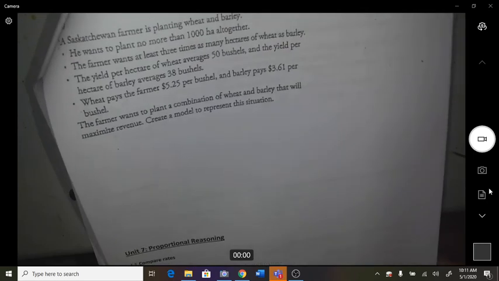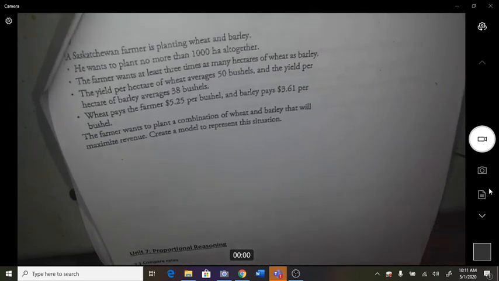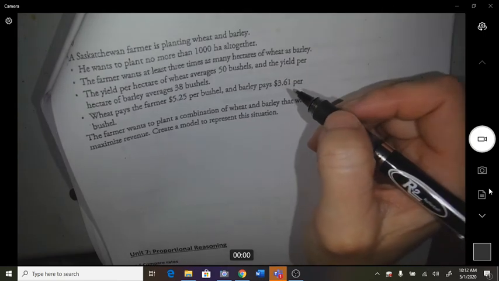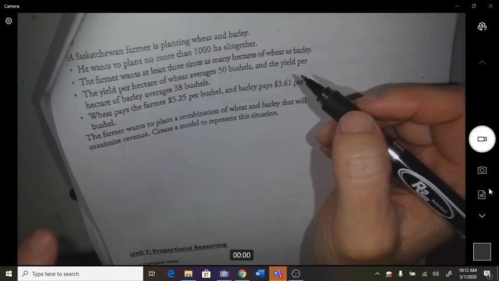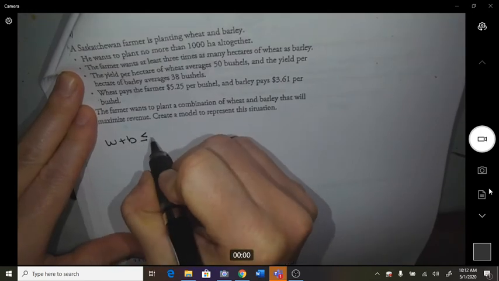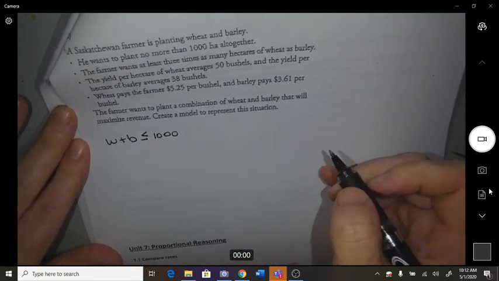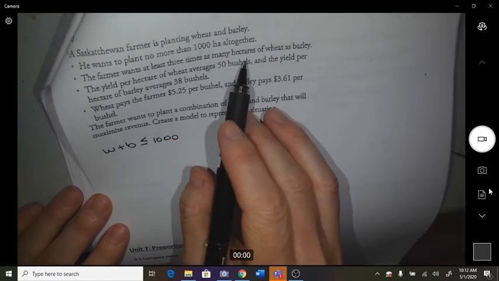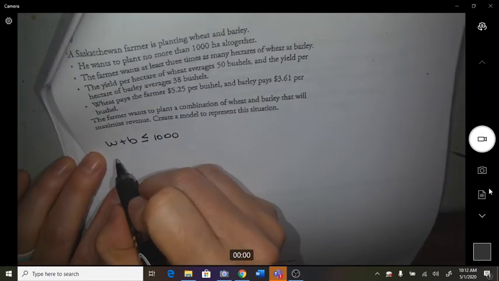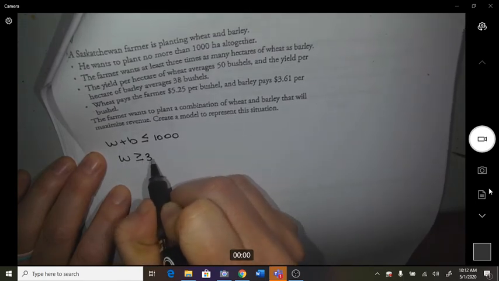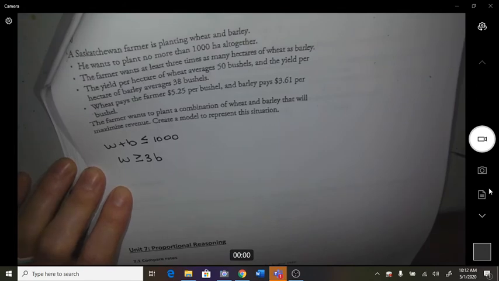Okay, next question. A Saskatchewan farmer is planting wheat and barley. He wants no more than 1,000 hectares altogether. So the first one I'm going to do is wheat plus barley is less than or equal to 1,000. The farmer wants at least 3 times as many hectares of wheat as barley. So wheat has to be at least 3 times the amount of barley.